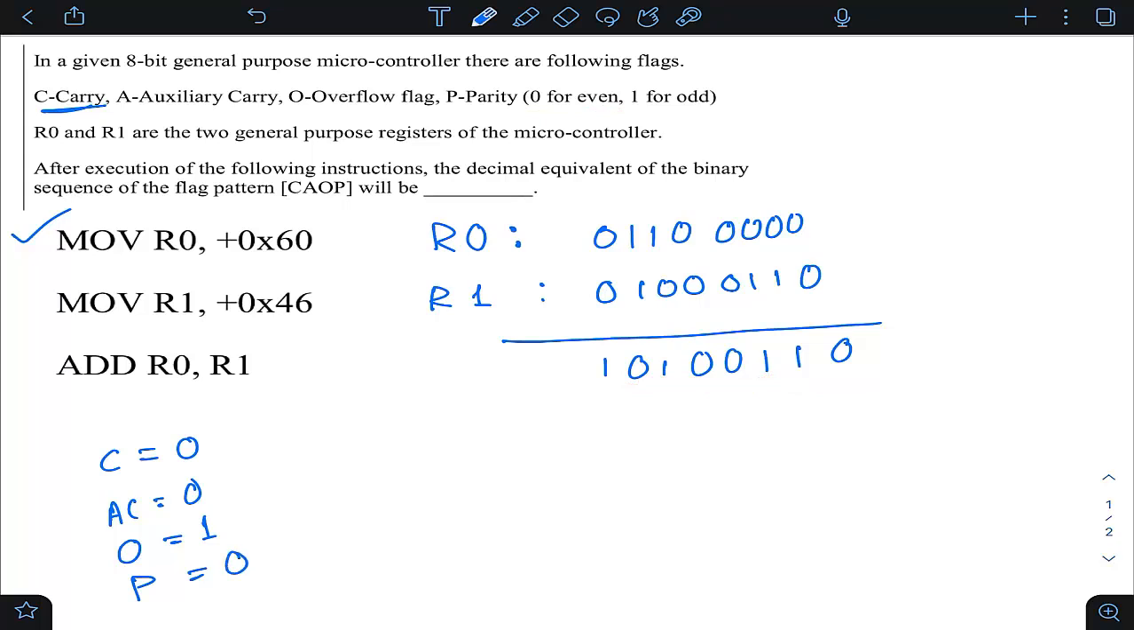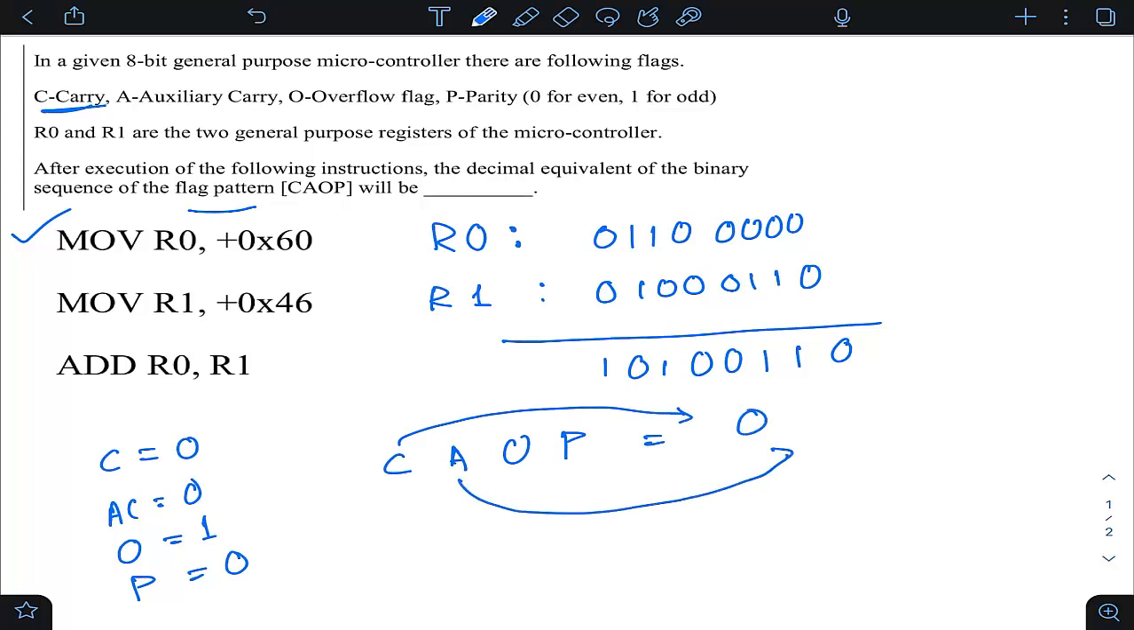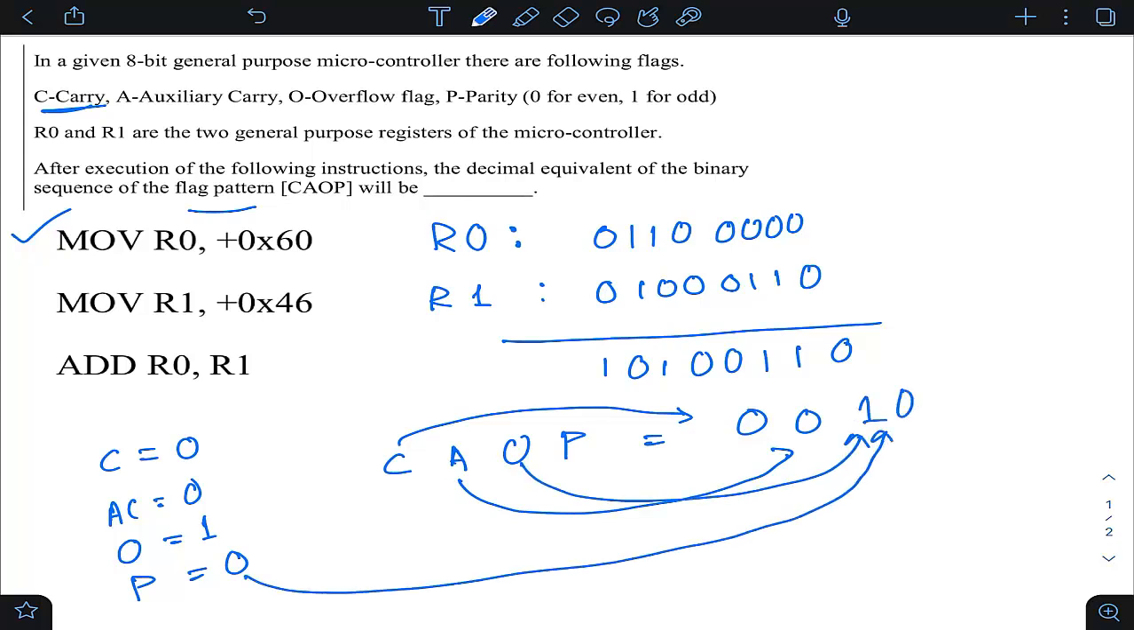Now they're asking what is the flag pattern CAOP. C we obtained is 0. A we obtained is 0. O we obtained is 1 and P we obtained is 0. So CAOP is 0010 in the binary pattern. They're asking for the decimal equivalent, which is 2 in decimal notation. So the answer is definitely 2 for this.